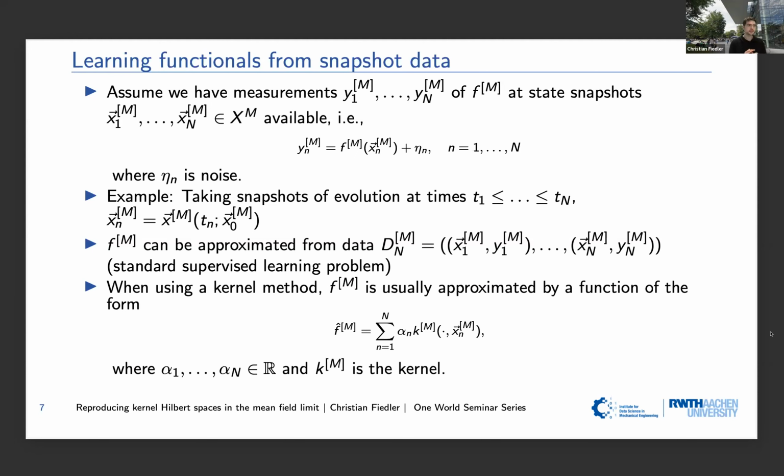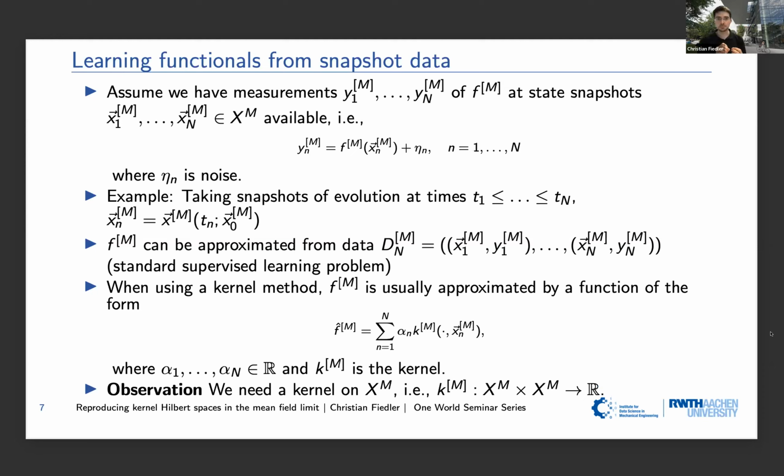Now, if you use a kernel method, then we fix a kernel. And usually then the function is approximated by an approximant of the following form, which is essentially just a weighted sum of the partially evaluated kernel at the inputs from the dataset. And this form usually arises from a representer theorem. Now, observe that in this case, we need a kernel on the space XM, because this is then the input space of our supervised learning problem.